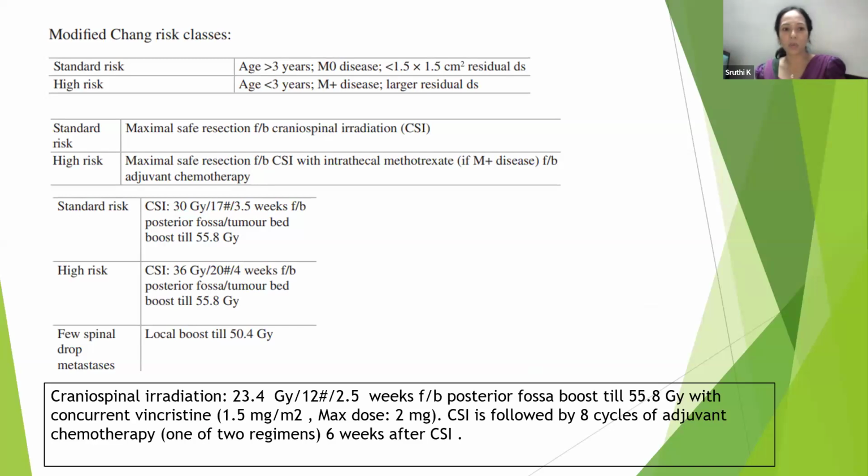In standard risk, we usually have CSI, that is craniospinal irradiation, which is usually given to a dose of around 23.4 gray, which is a reduced dose CSI along with concurrent vincristine, which is being followed now. And in high-risk cases, you would stick to the standard craniospinal radiation of 36 gray, followed by a tumor bed boost of around 55.8 gray.